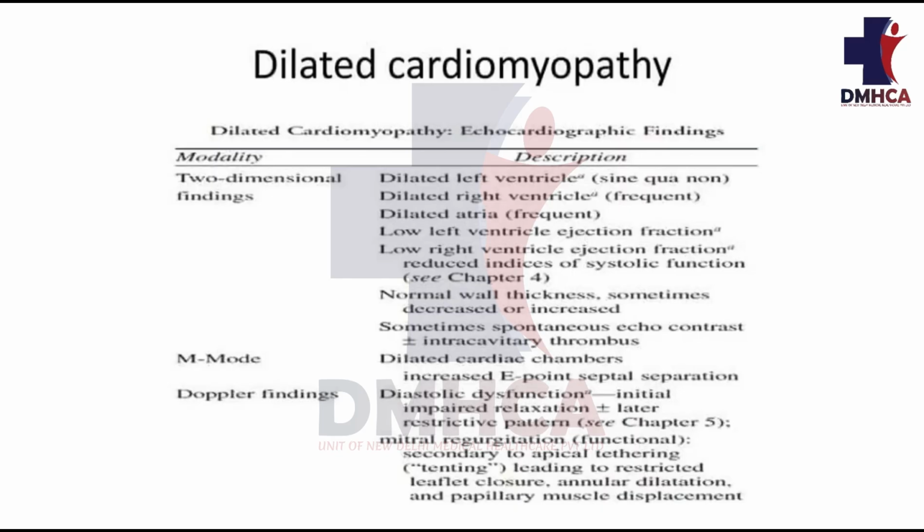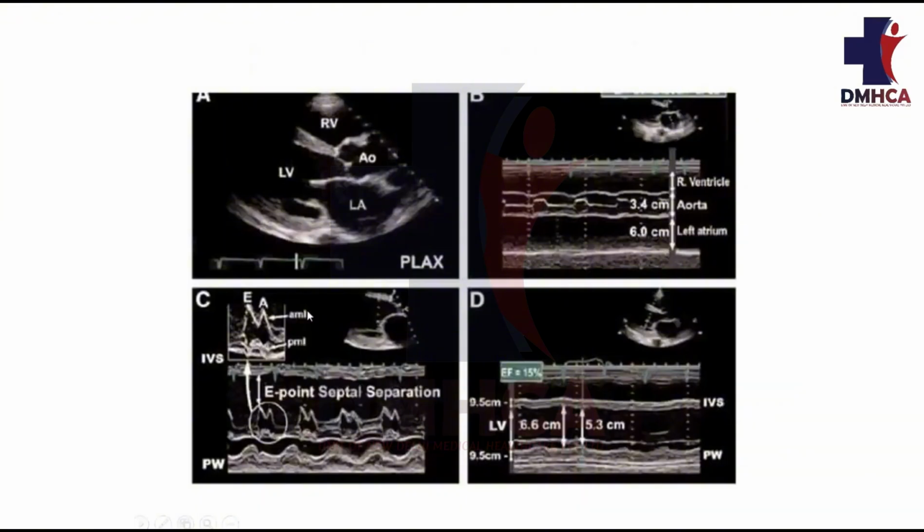So 2D echo, what will you get? M mode, what will you get? In M mode, you can see EPSS. Doppler findings: diastolic dysfunction, initially impaired relaxation, later a restrictive pattern. In almost 90% of cases, you will get mitral regurgitation. This is because of annular dilatation and apical tethering, leading to restrictive filling. So mostly you will get MR. This is how echocardiography looks.